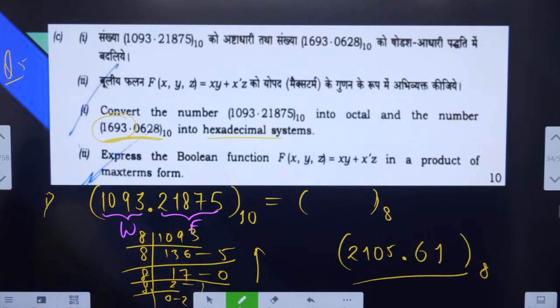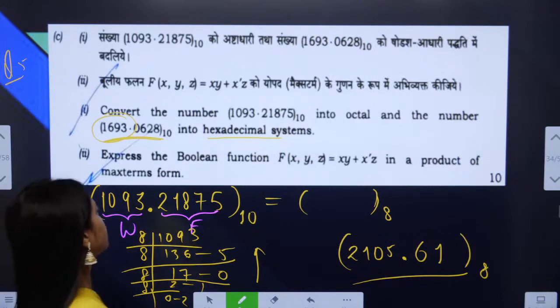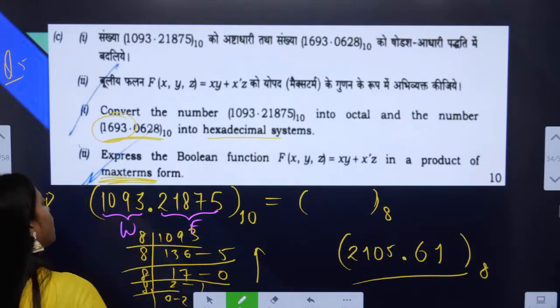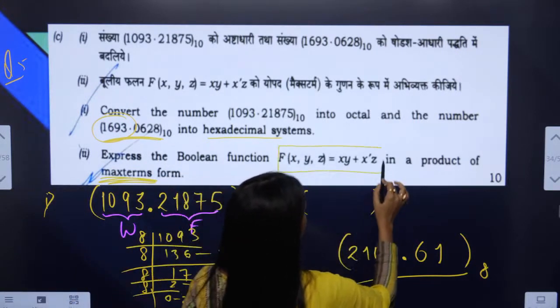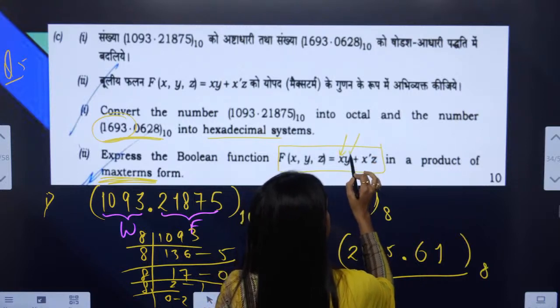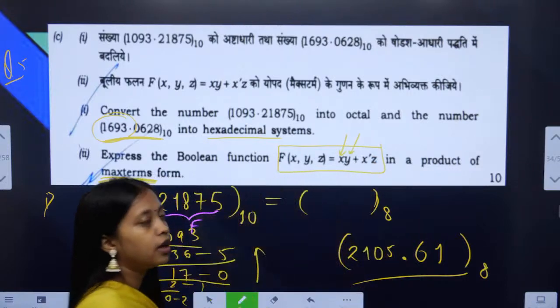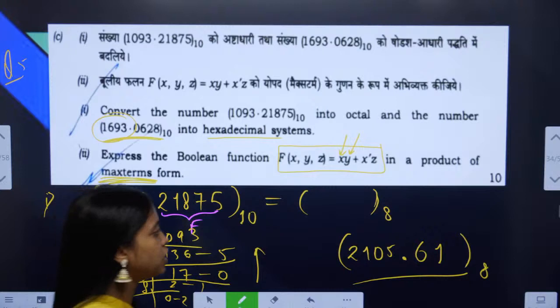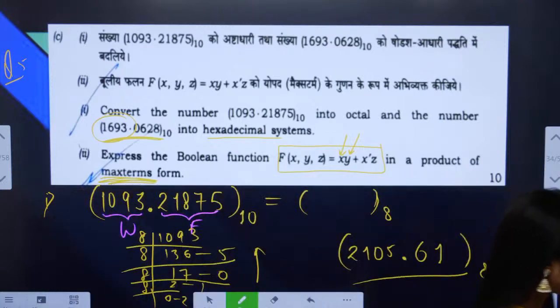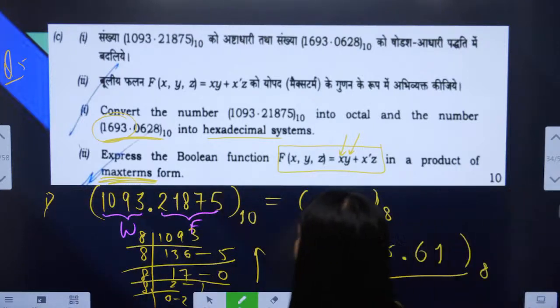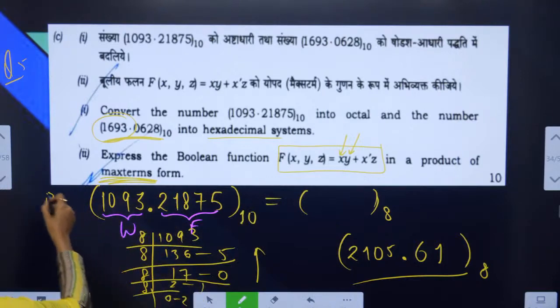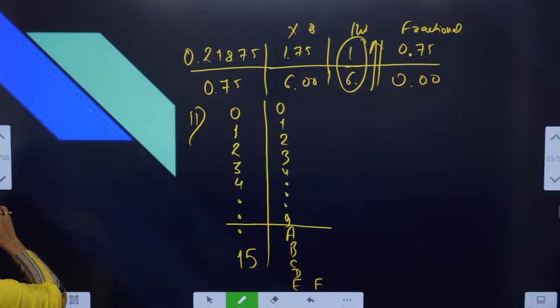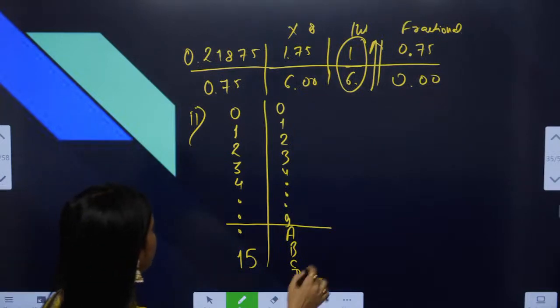Express the Boolean function in the product of max term form. Okay, max term form. How to do that? First of all, you can always separate this in the multiplication. We have xy plus x dash z. So we can always separate this in the Boolean function. Okay, so I will do it.